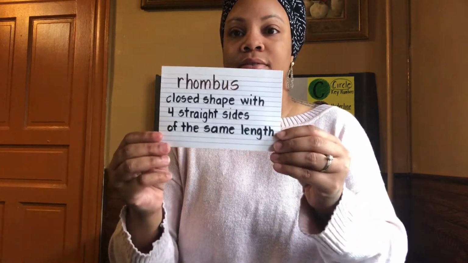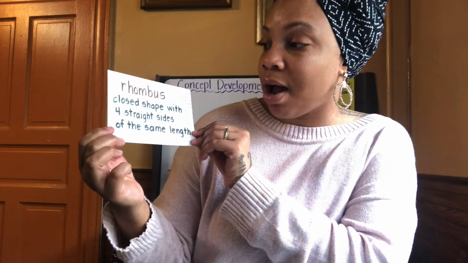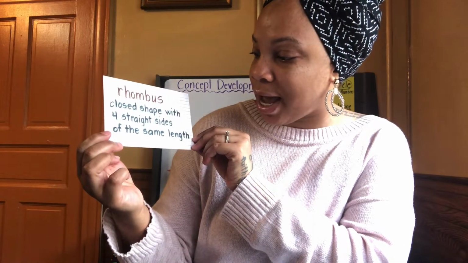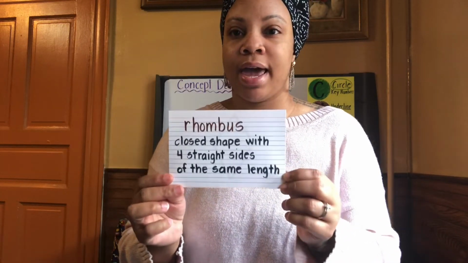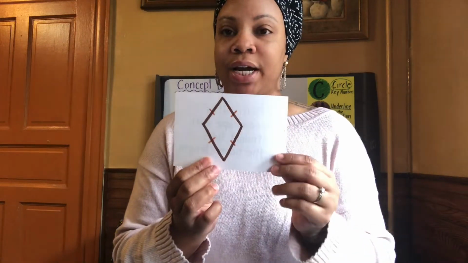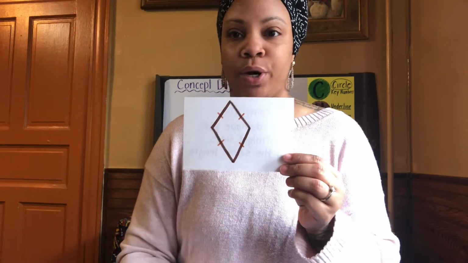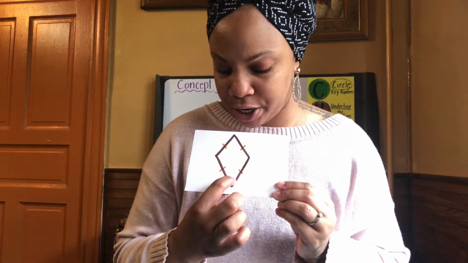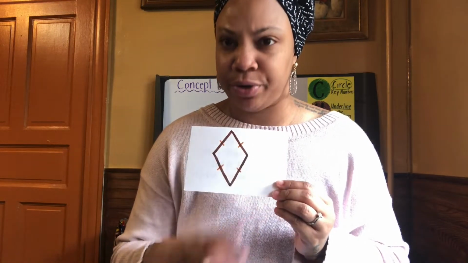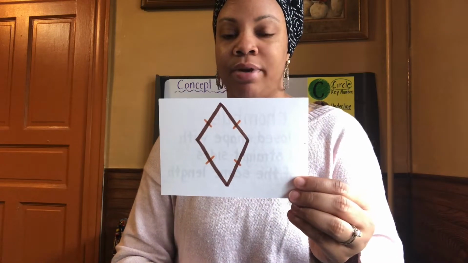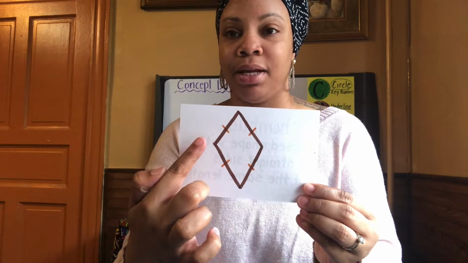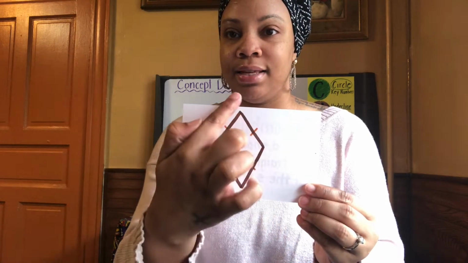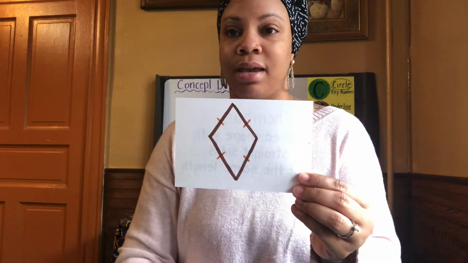Okay. Our next shape is a rhombus. A rhombus is a closed shape with 4 straight sides of the same length. Okay, it sounds very similar to a square. But when we look at our example, it doesn't have those 4 square corners. We couldn't make a square corner here, or a square corner here, or a square corner here. It would look a little silly, okay? But we see those orange markings that show us that this side is the same length as this side, and this side. All sides are the same length.